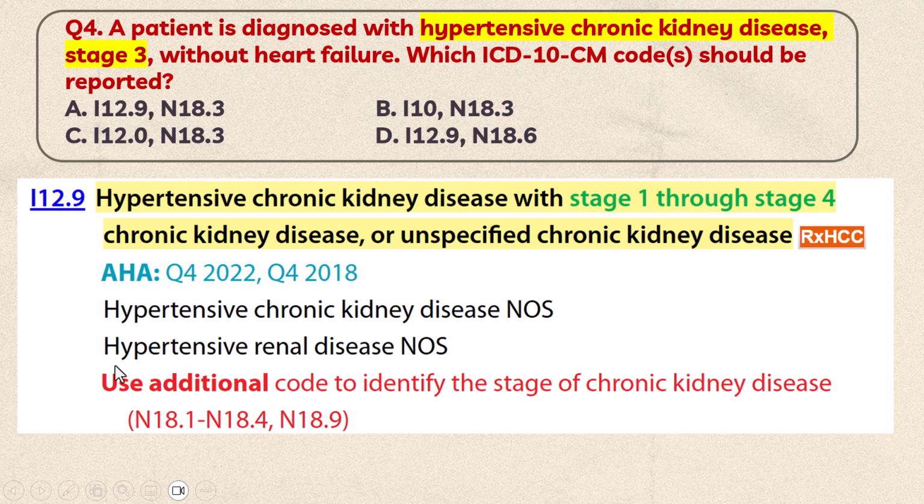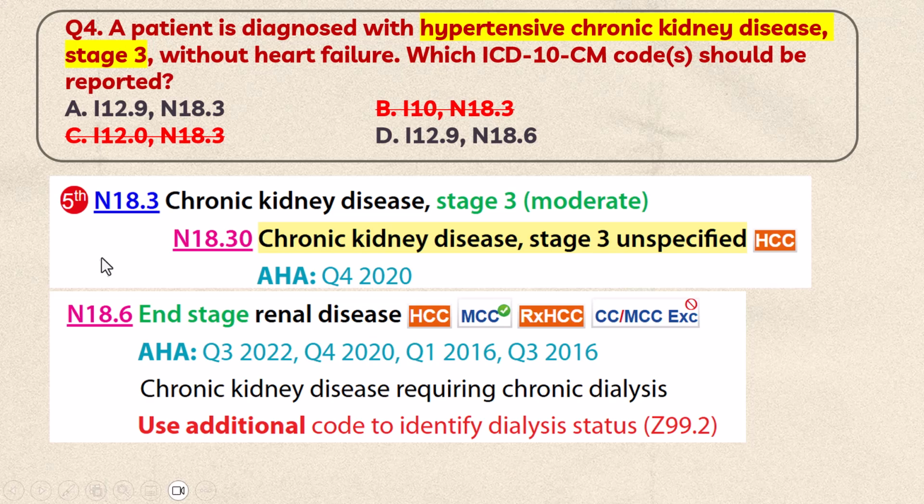On the footnote, you can see use additional code to identify the stage of the chronic kidney disease. So for the staging, you have to use the additional codes, that is N code, N18 code you can use. So you have eliminated B and C, and let's go to the N18 codes. N18.3, that is chronic kidney disease stage 3 moderate, N18.6, that is end stage. So in our case, this is stage 3 disease. So the correct code will be N18.3. So the correct answer will be answer A.